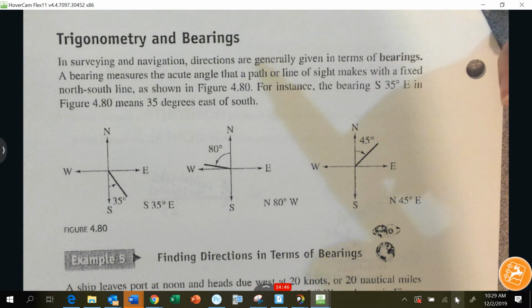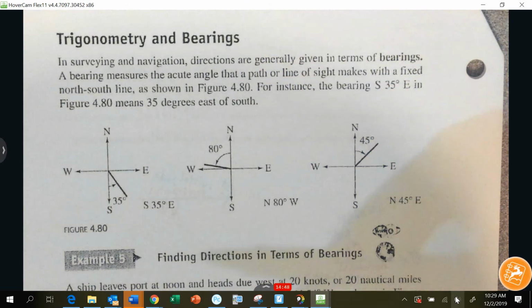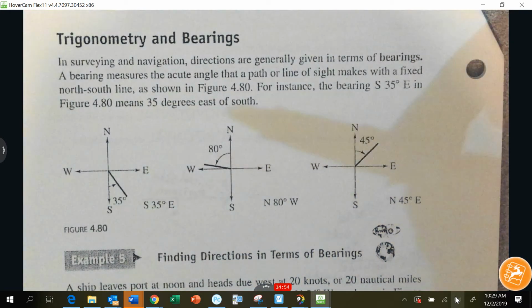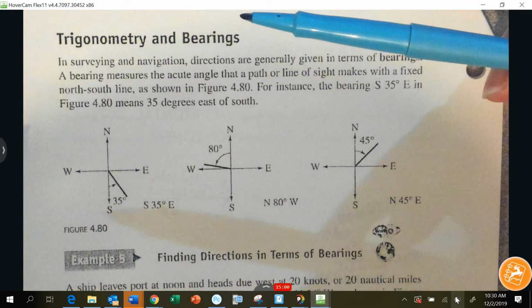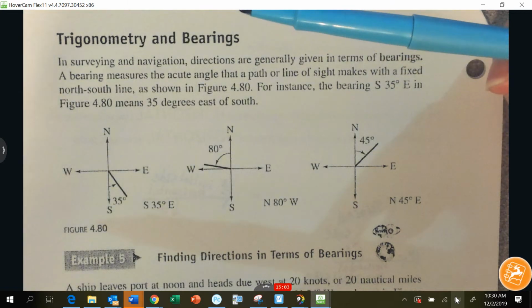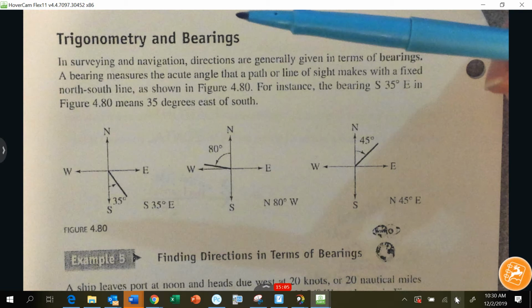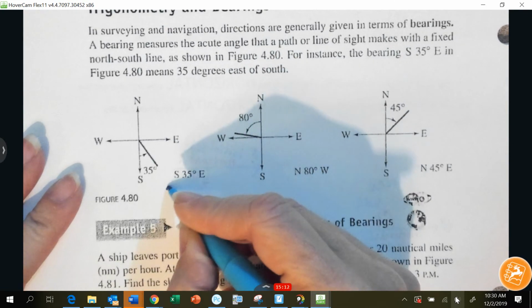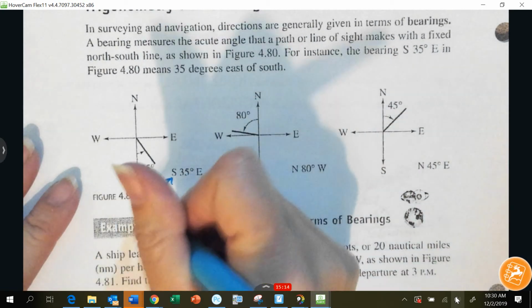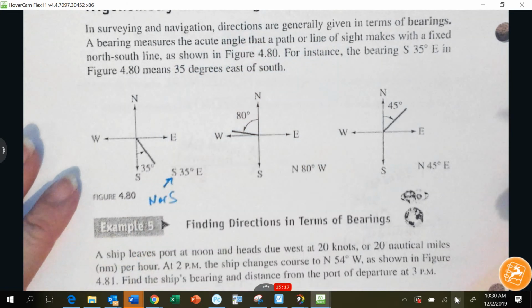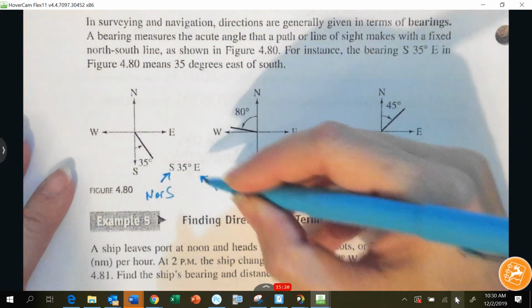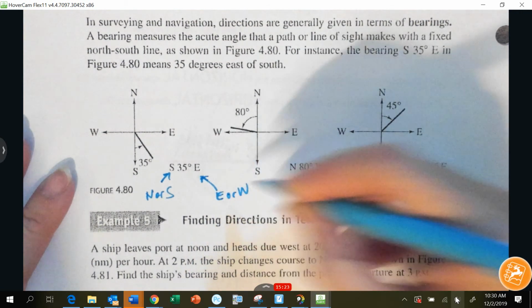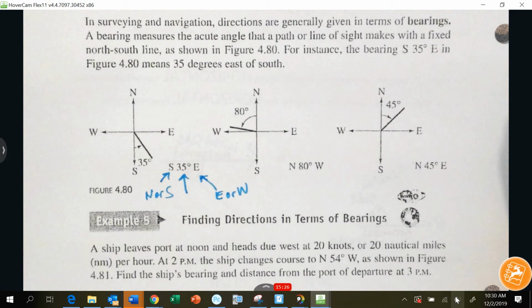Okay, we have bearings that tell direction, which is probably related to what you're talking about anyway. These are usually used in surveying and navigation, like planes or boats. When we write a bearing, it's always going to be in the form of north or south first. It will be east or west last. And then the number in the middle would be the degrees of the angle.